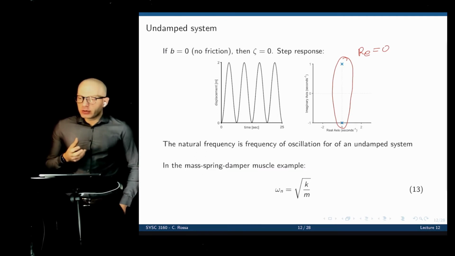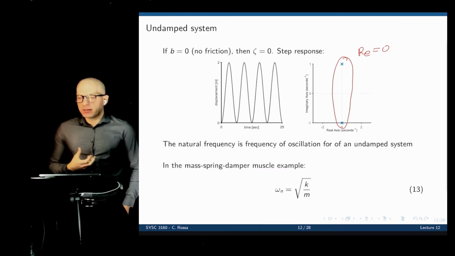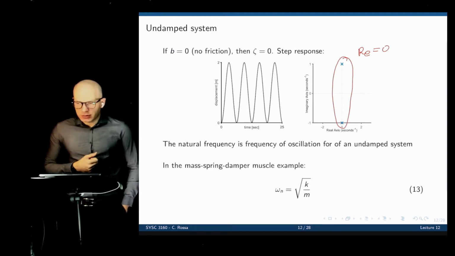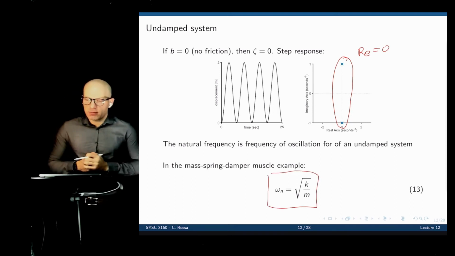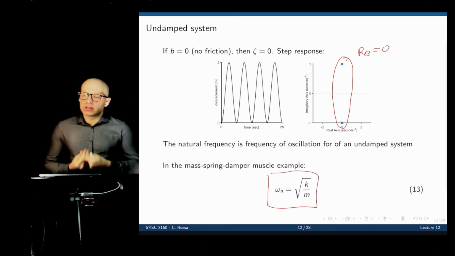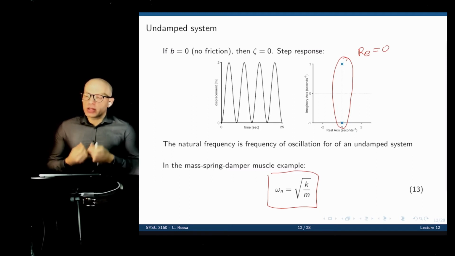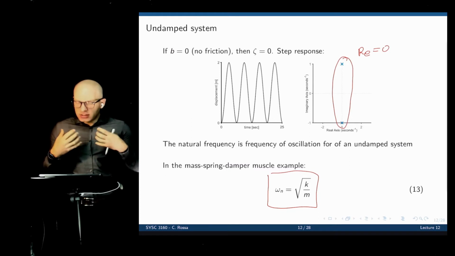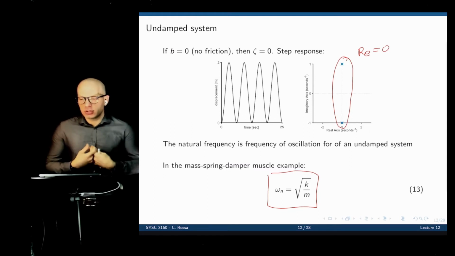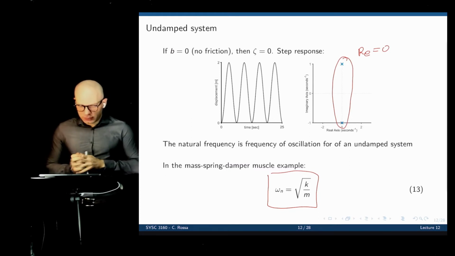And this frequency of oscillation in the undamped system is precisely how we define the natural frequency. In other words, the natural frequency that we define for the mass spring damper system as the square root of k over m is the frequency the system oscillates at when there is no friction. It is the undamped frequency of oscillation. That's the natural frequency of the system.